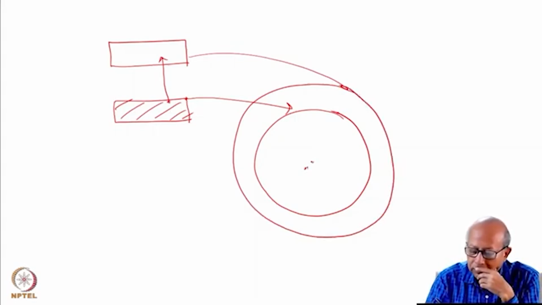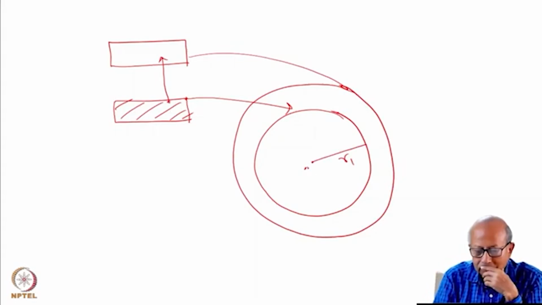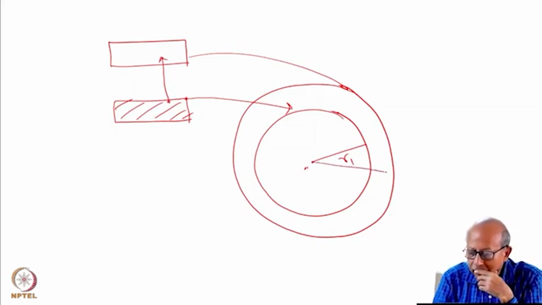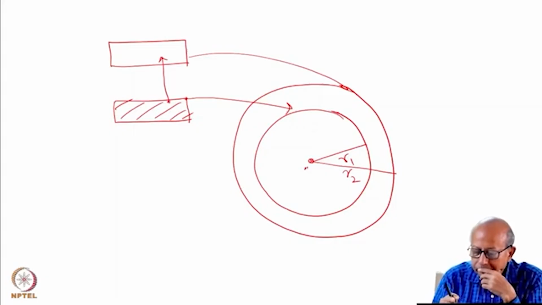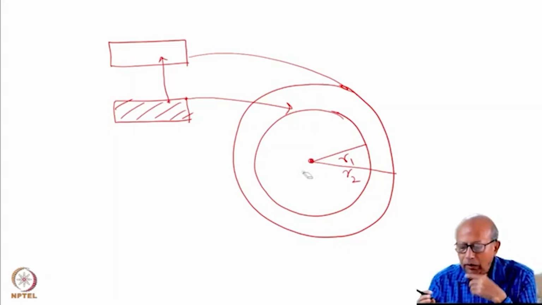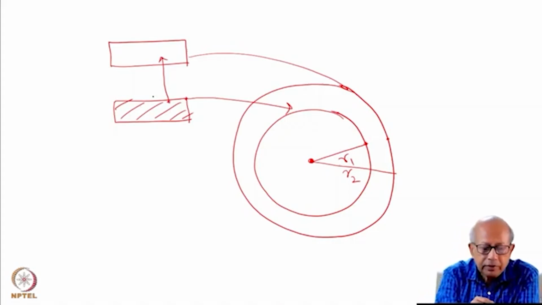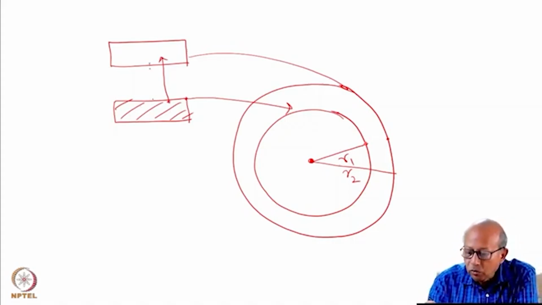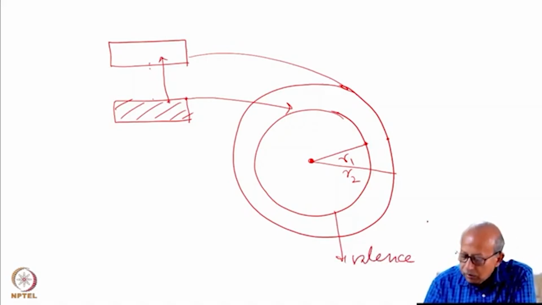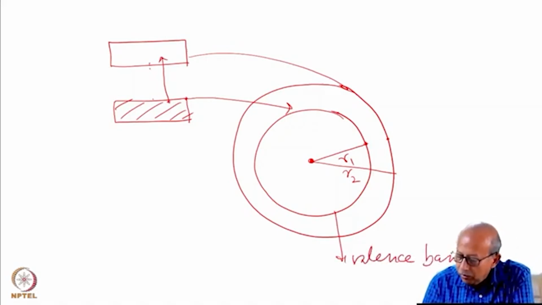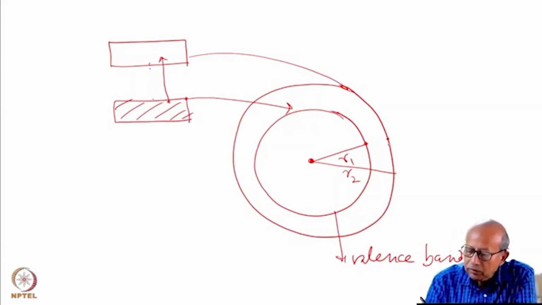So this orbit has a radius of r1, that is the valence band orbit, and this is the orbit of radius r2. This is the nucleus. Now, the electron from here has to be taken to this orbit. It will jump this energy barrier. That means it has to go from this valence band orbit to the conduction band orbit.